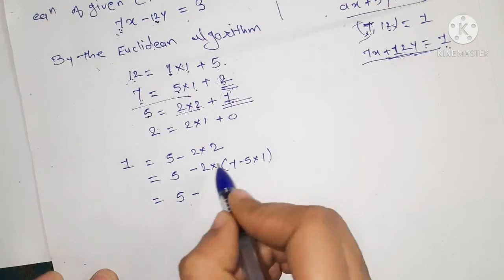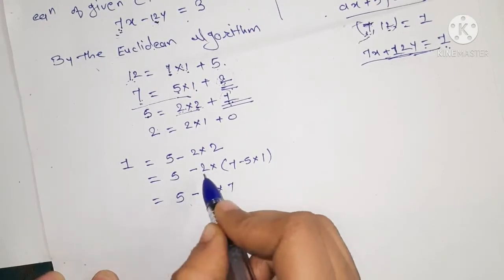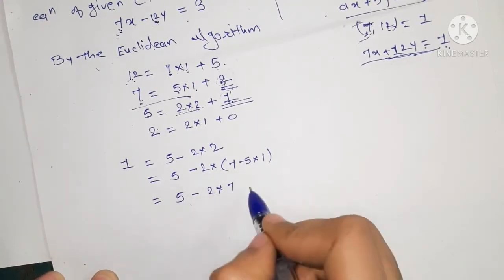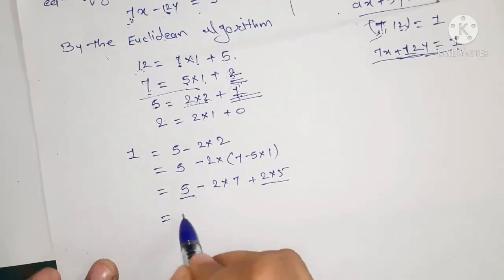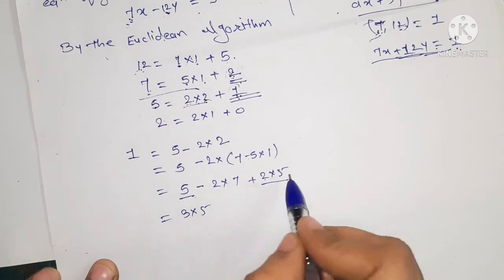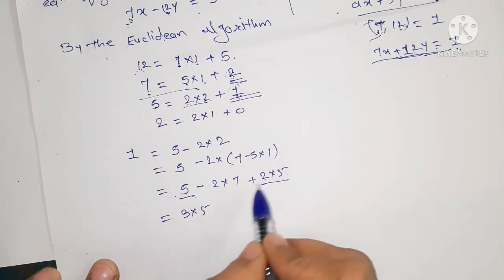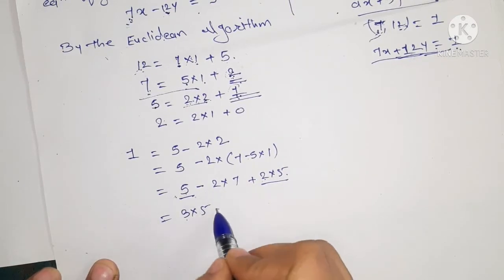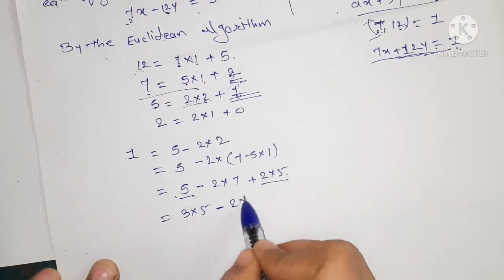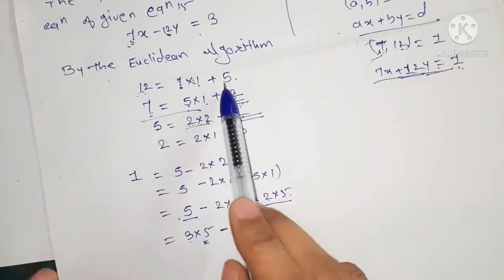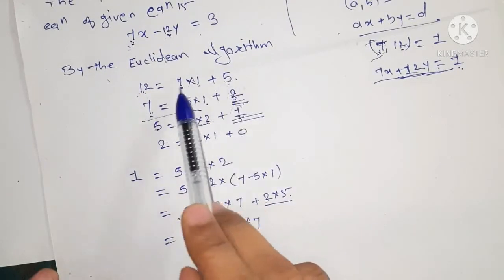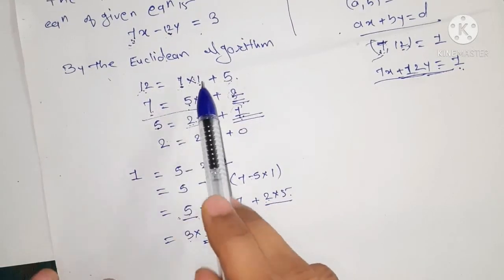5 minus 2 into 7, minus and minus plus 2 into 5. Okay, so adding this term we get 3 into 5, because 2 into 5 and this is 1 into 5. So 2 plus 1 is 3 into 5 minus 2 into 7. Now this 5 can be taken from this last equation because 5 is the remainder. So we can write this 5 as 12 minus 7 into 1.